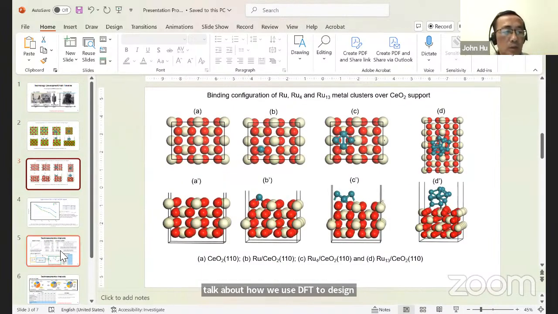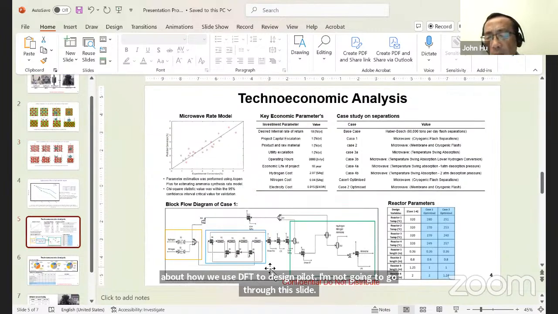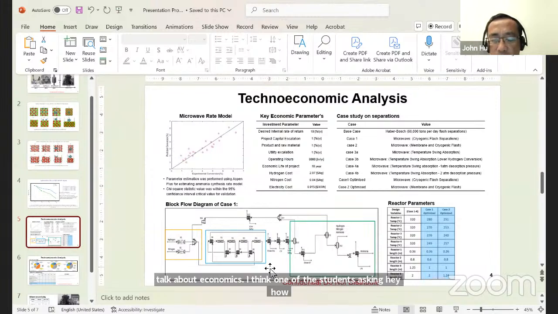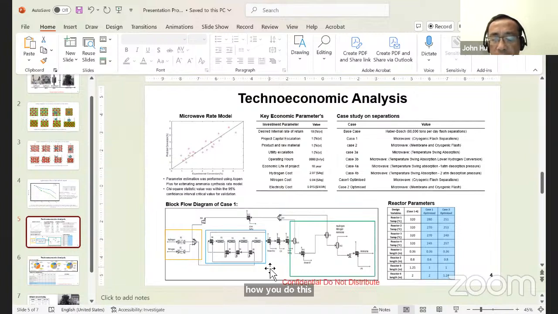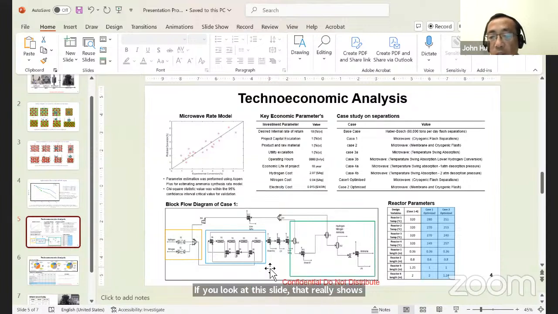I'm not going to go through this slide. Last session I talked about economics. One of the students asked how we do the simulation cost estimate. For example, I simplified the cost estimate with the 0.6 rule, but I said that's very rough, really a rule of thumb. If you look at this slide, it shows how detailed we conduct the economic analysis.